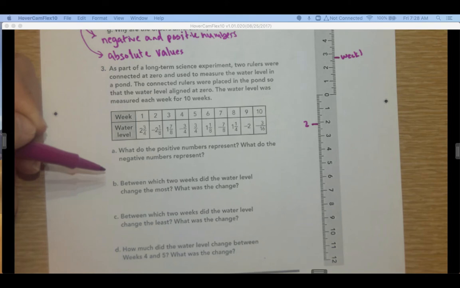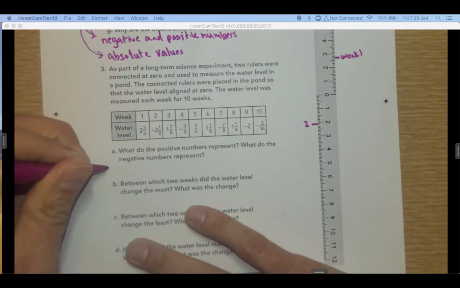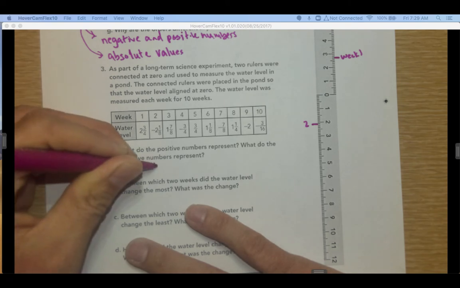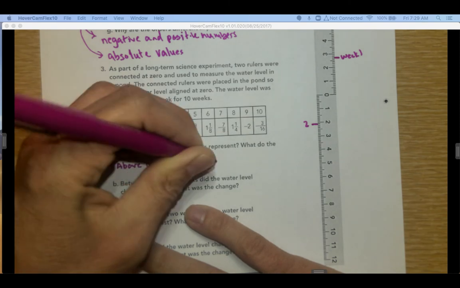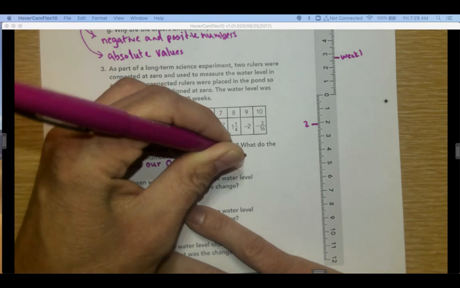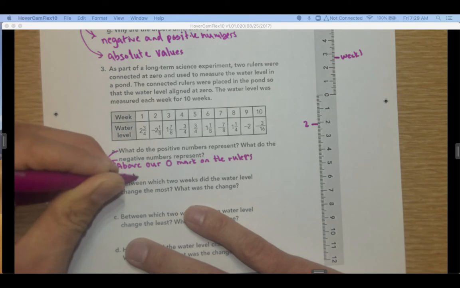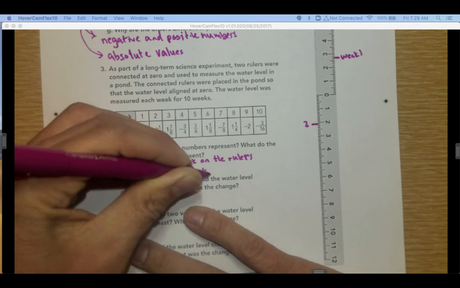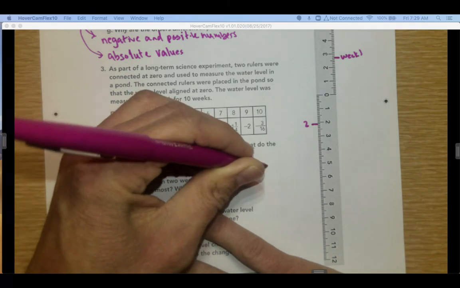What do the positive numbers represent? What do the negative numbers represent? Positive numbers are above our 0 mark on the rulers. And then negative numbers are below the 0 mark on the rulers. Okay?